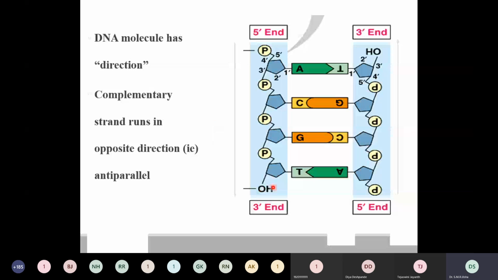Another thing you have to see, I have put this direction. You can see the 3-hydroxyl end. So as I told you in the previous slide, usually nucleotides are added to the 3-hydroxyl end only.